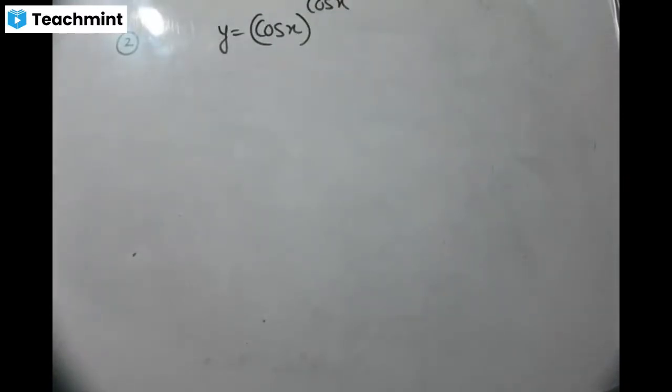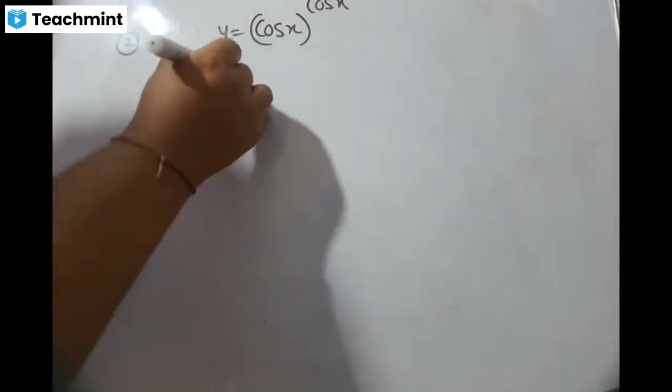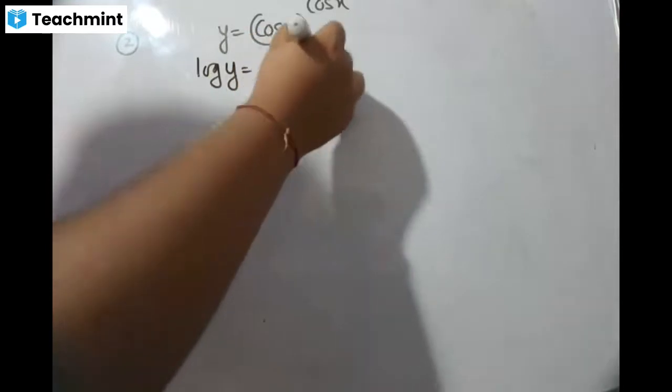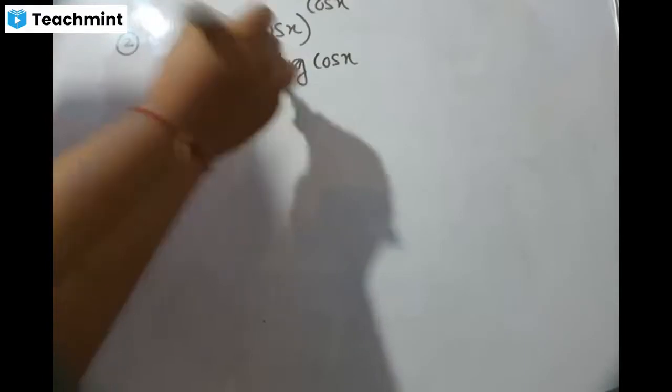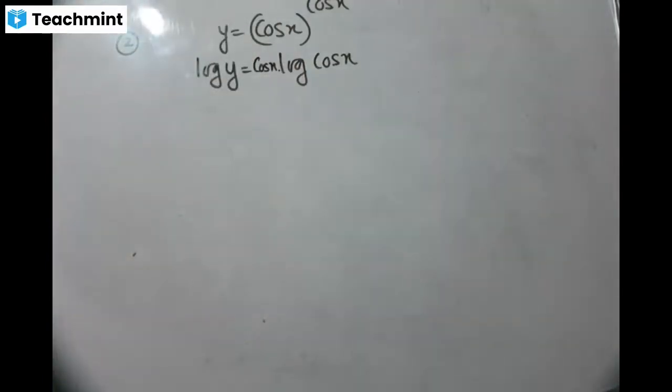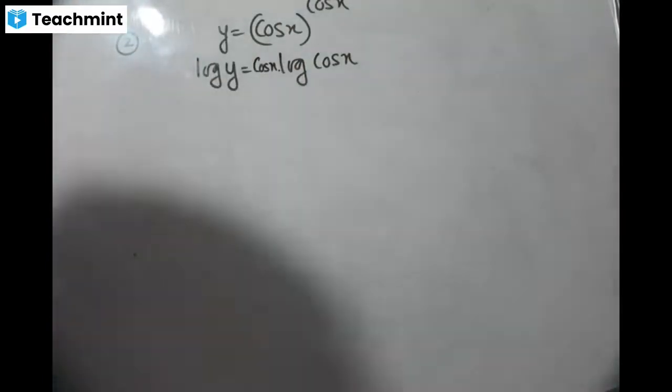This is again the same process, function to the power of a function, so we have to apply log. When you apply log, what do you get? Log y equal to log of cos x to the power cos x. What's going to happen to the power? The power comes in front. I skipped one step here. So you get cos x into log cos x. Is that clear? Now differentiate.